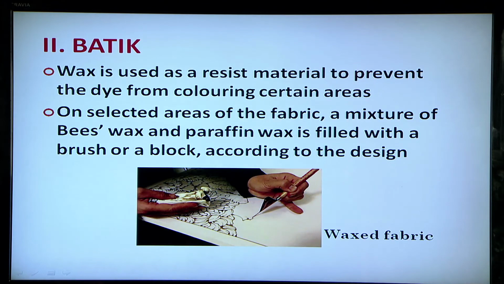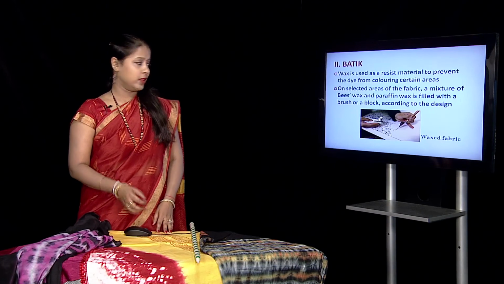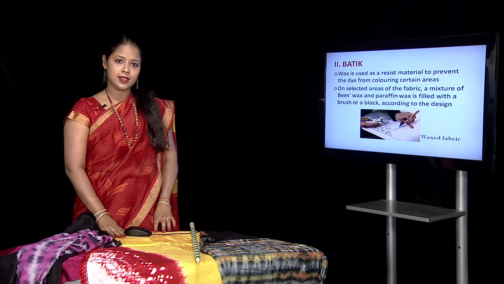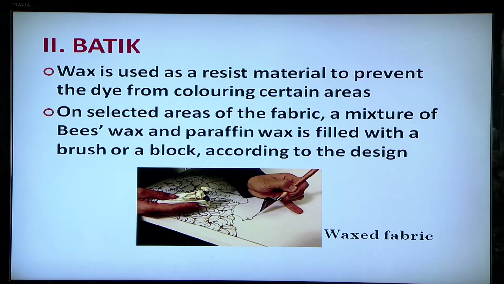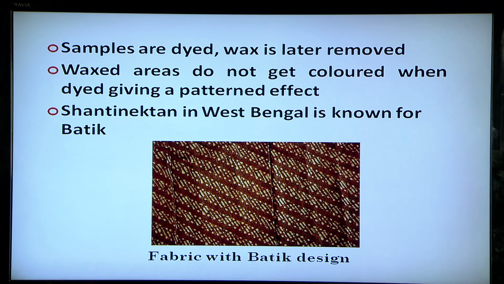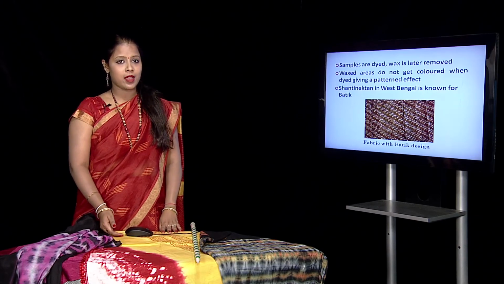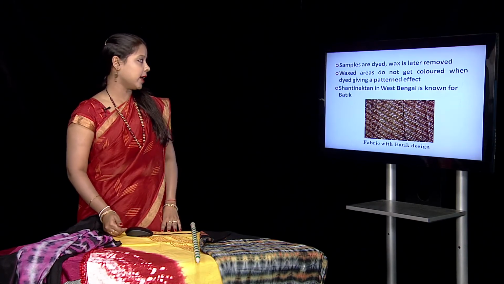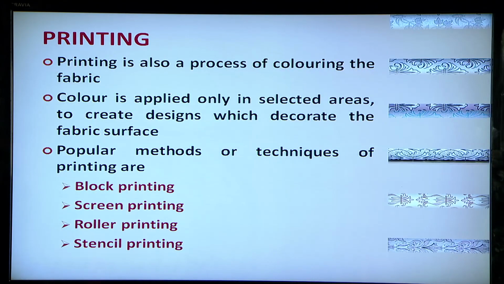The next technique of resist dyeing after tie and dye is batik, where wax is used as the resist material to prevent the dye from coloring certain areas. On selected areas of the fabric, a mixture of beeswax or paraffin wax is applied with a brush or a block according to the design. The samples are then dyed and the wax is removed. After the wax is removed, the areas which have been waxed do not get colored and the areas which have not been waxed take up the color. Shanti Niketan in West Bengal is known for its batik.